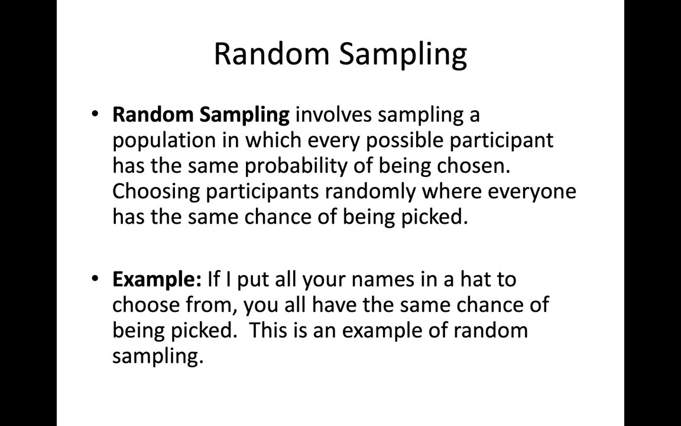And that's it. Okay? So again, we went over 4 types of sampling: convenience sampling, systematic sampling, voluntary response sampling, and random sampling. If you have questions about what any of these mean, okay, if something wasn't clear, please, please, please ask. Okay? That's what I'm here for.